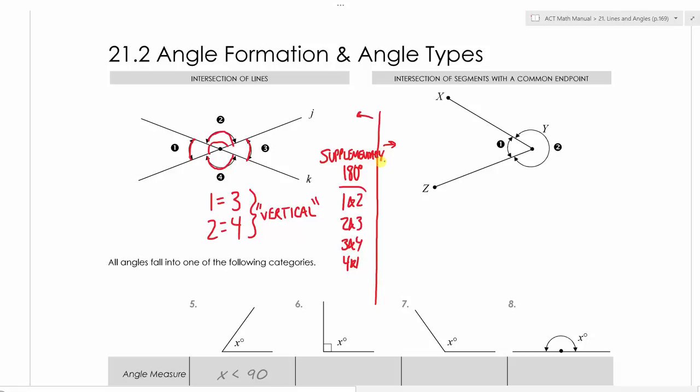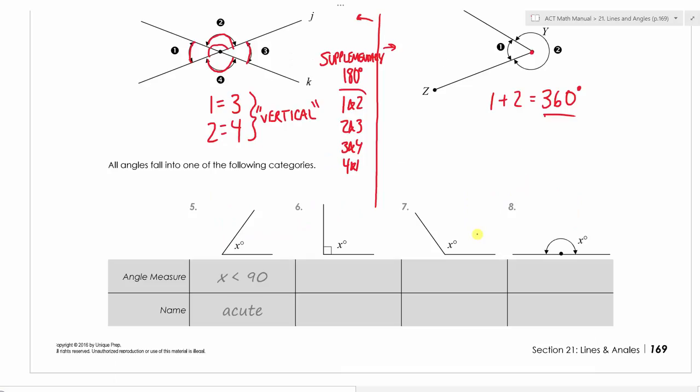That is the terminology that we use when two angles add up to 180 degrees. Now, if you have segments that have a common endpoint, what you should know is that angle 1 plus angle 2 equals 360 degrees, and we will address this in a little bit more detail later. So angle 1 plus angle 2 have to add up to 360 degrees. They form a circle, basically. They go all the way around.